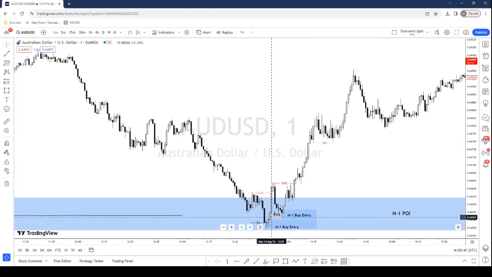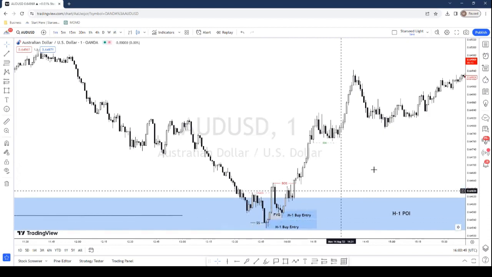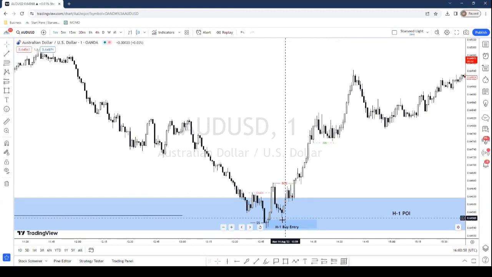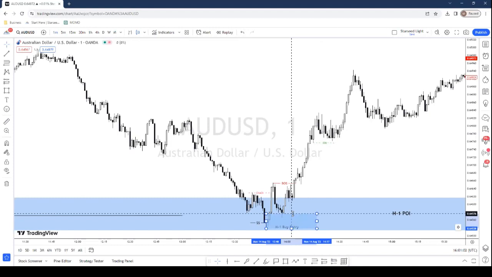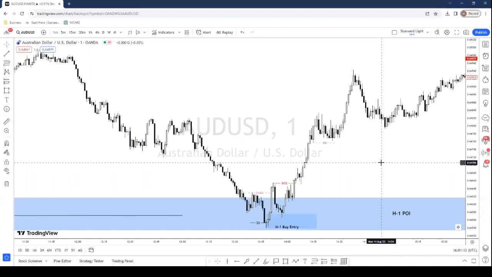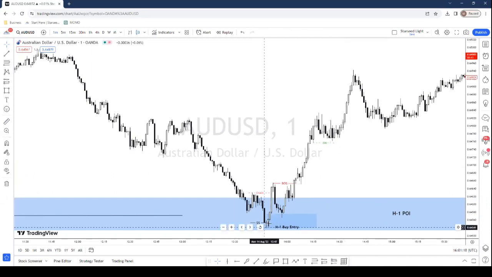Sometimes when the fair value gap is not that big, like in our situation over here, let me delete this one. You could extend. So the fair value gap was here, so you could extend your order block pending order to start at the beginning of the fair value gap, and your stop loss is still below the liquidity sweeper candle. Do you understand what I mean? Can you repeat that?